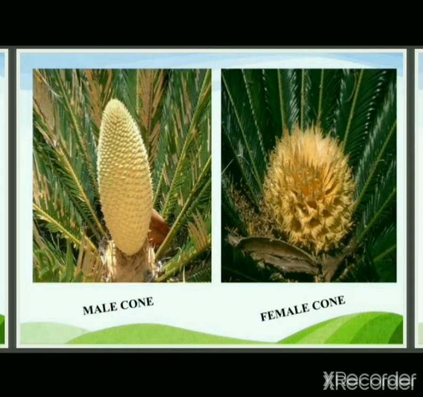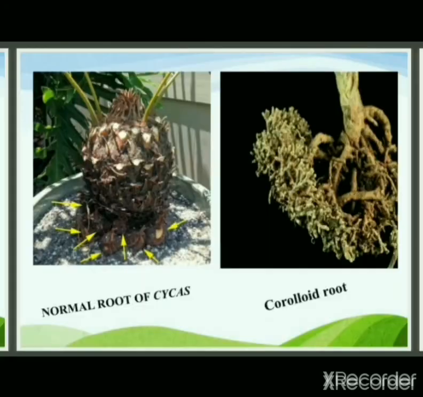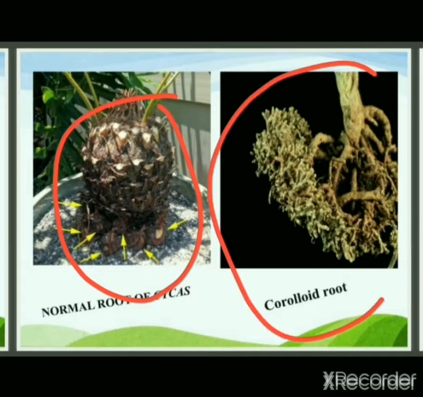Here the Cycas plant also has an important structure found in gymnospermic plants. In Cycas, normal roots are present and also special roots, the coralloid roots. In the coralloid roots, some blue-green algae or cyanobacteria like Nostoc and Anabaena show a symbiotic relationship with the Cycas root, and these roots are known as coralloid roots. And as you know, these cyanobacteria carry out the nitrogen fixation process.